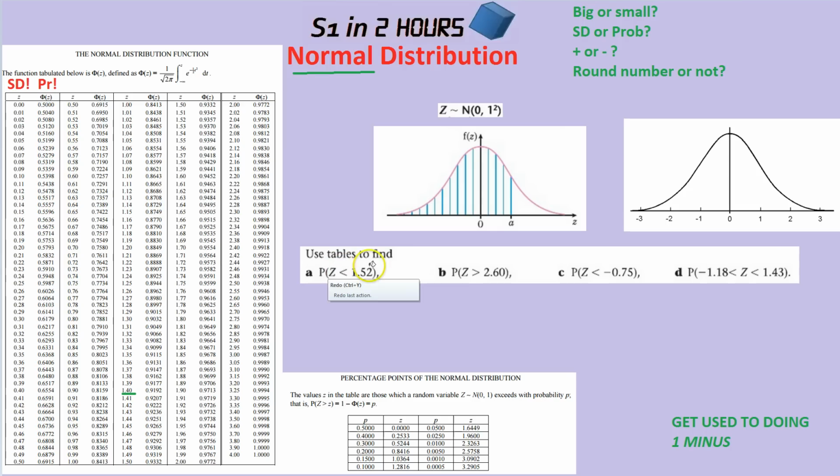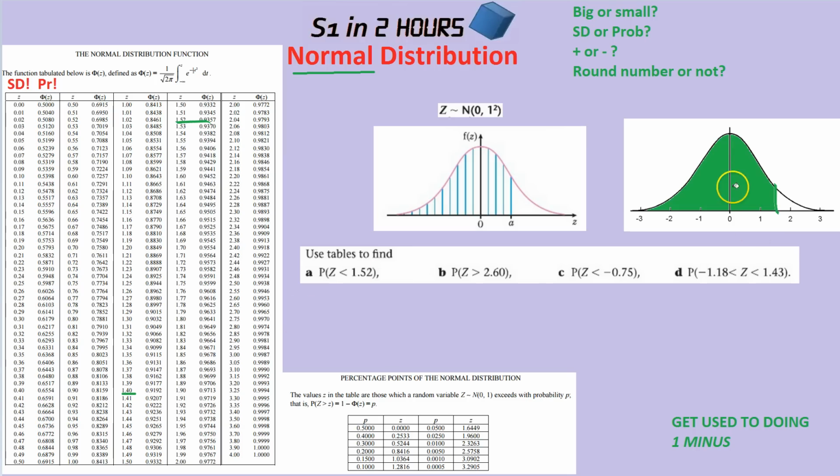The question might be, use the tables to find the probability that a person is less than 1.52 standard deviations above the mean. What you do is you go to standard deviations and you go to this chart over here, the one on the left, and we're going to look for 1.52, and I can see it here. This is 1.52, and that would be 0.9351. And looking at our graph, which you can draw yourself, 1.52 would be here. So it would make sense if roughly 93.5% of people are to the left of that.